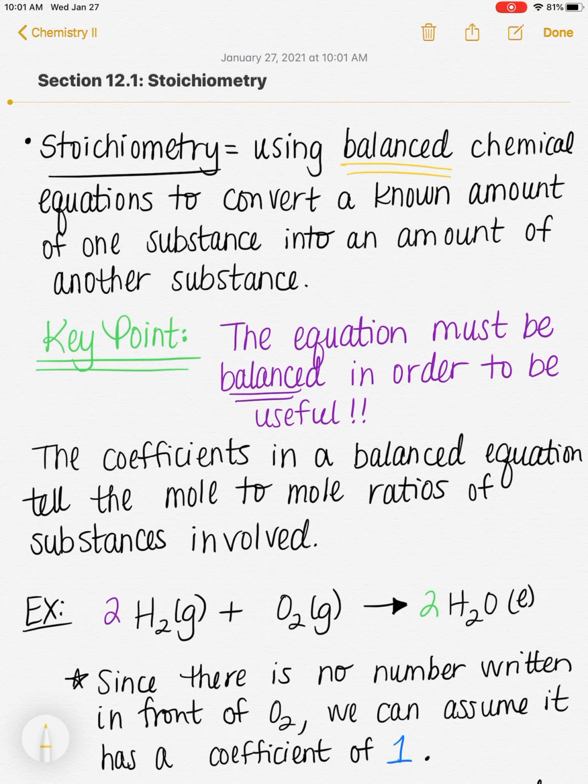Think about an equation as kind of like a recipe in foods class or in the kitchen. If you had a recipe that had absolutely no numbers with it and told you no amounts of how much ingredients to use, that wouldn't be very helpful at all. You have to know that you need 1 cup of sugar and 2 eggs and a teaspoon of vanilla in order to successfully create your recipe and what you're trying to make. The reason why these are particularly helpful in chemistry is that the coefficients in a balanced equation tell you the mole-to-mole ratios of substances that are involved in this reaction.